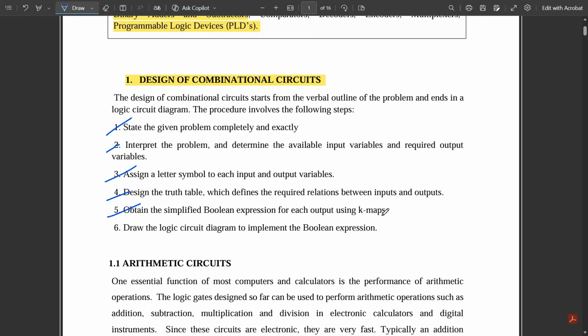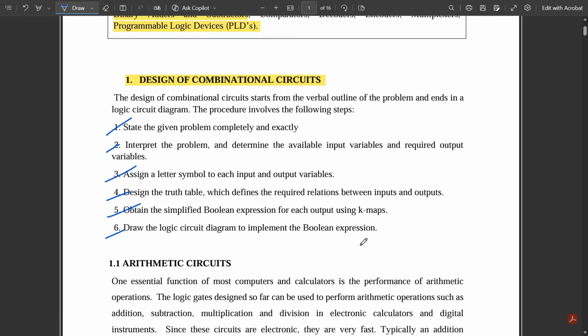If they tell in the question to do this particular question using K maps, then you should do it. If they don't ask for it, simply don't use a K map. The next step is to draw the logic circuit diagram to implement the Boolean expression. Based on the Boolean expressions which we have simplified using the logic gates, you should be in a position to design that circuit. Using that Boolean expression, you should know how to build that circuit, and that would be your complete logic design.